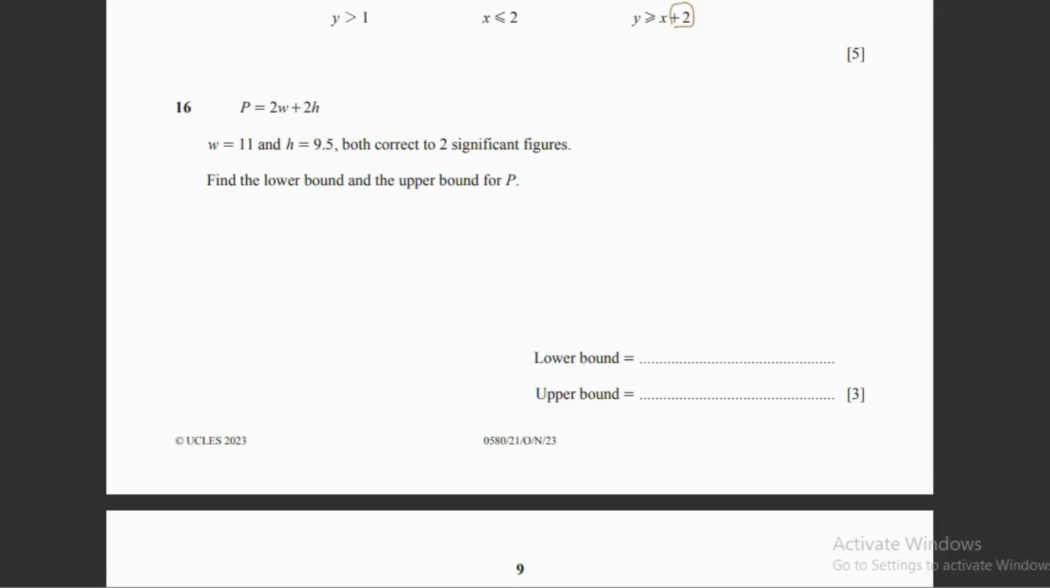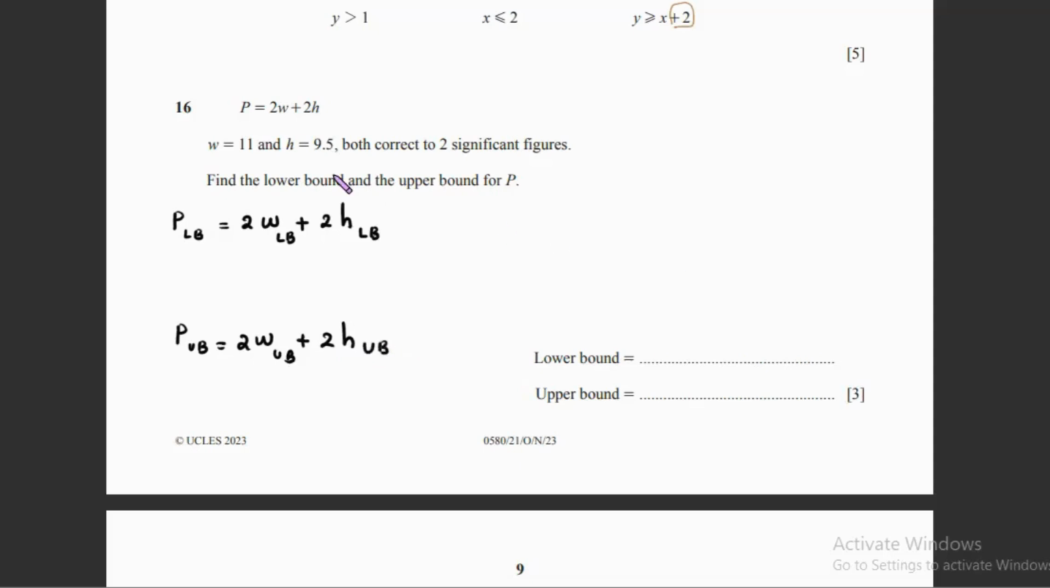So if we are to calculate the lower bound as well as the upper bound, then we're going to do the lower bound first and the upper bound next. So in this case, 2w means it's going to be 2 times w, and I have 2 times h. To calculate the lower bound, it should be the lowest possible value. That means both w and h should be lower values. When calculating the upper bound, both w and h should be the upper bounds. That is how we can get the maximum possible value for p.